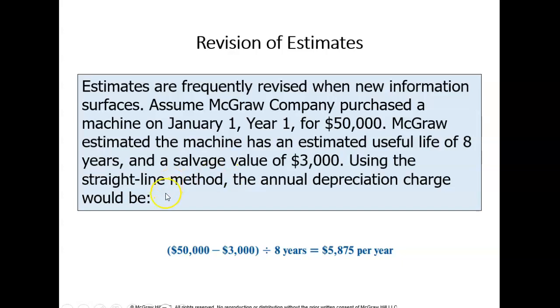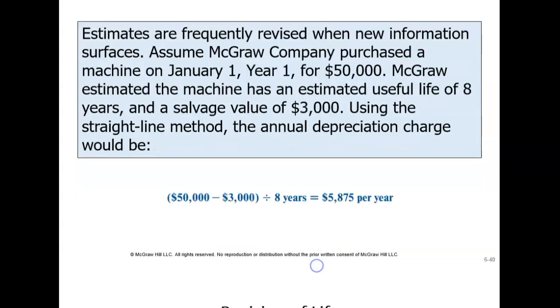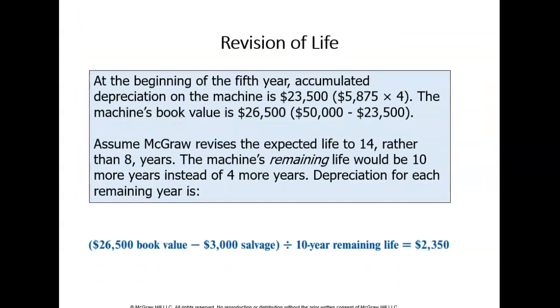If using the straight line method, you would take your cost minus your salvage value, so 47,000 are the depreciable costs, divide that by 8 years, and we're going to expense $5,875 every year. That makes sense to you? Okay. But here's a change.